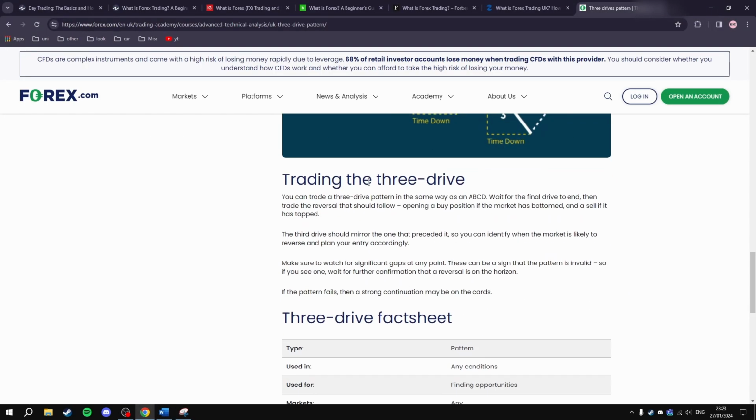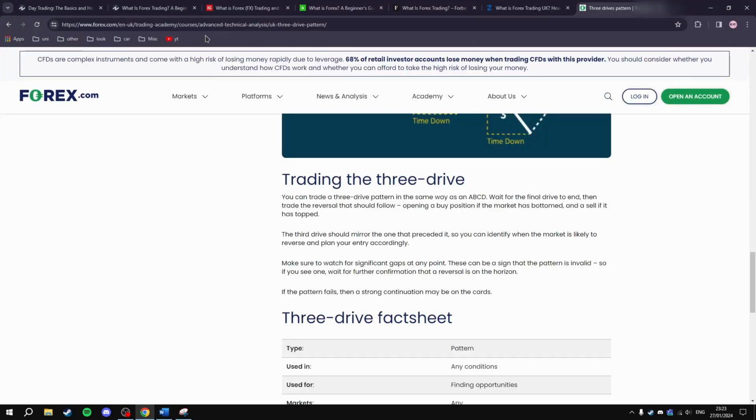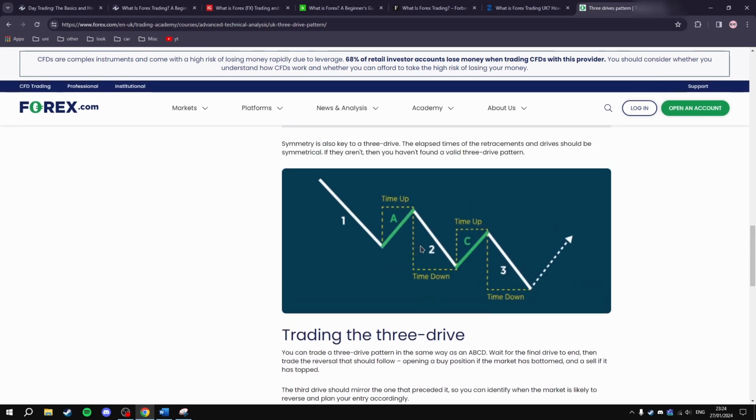Trading the three drive. You can trade a three drive pattern in the same way as an A, B, C, D. Waiting for the final drive to end, then trade the reversal that should follow. Opening a buy position if the market has bottomed, or sell if it's topped.